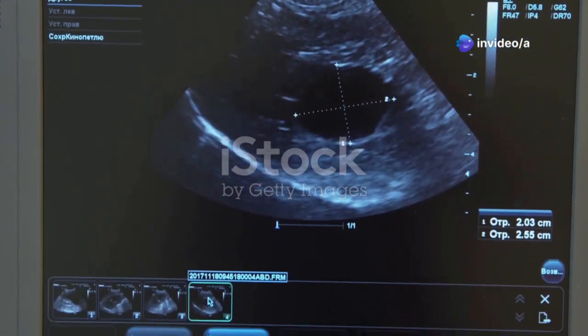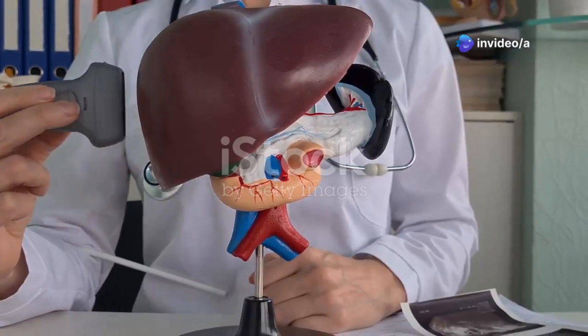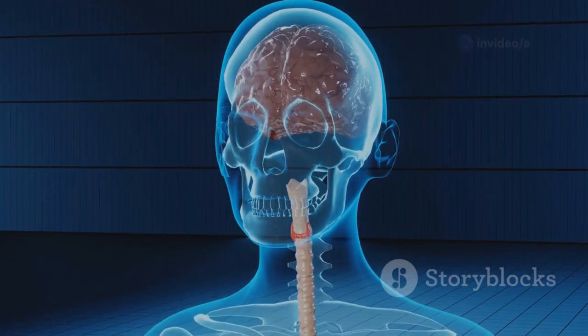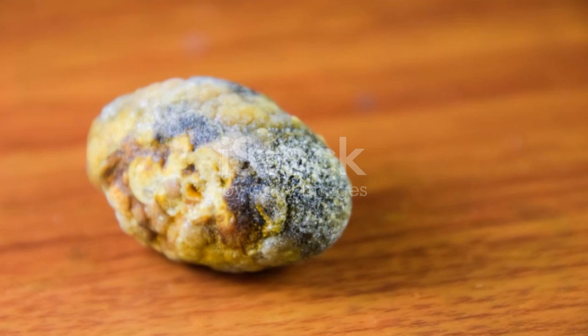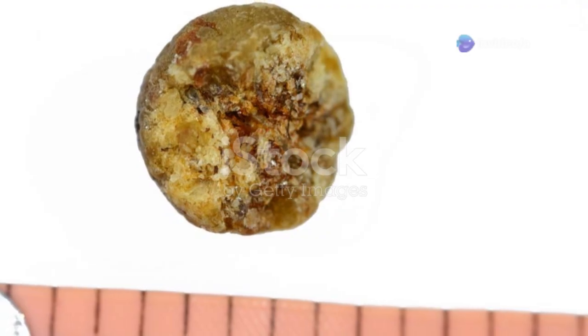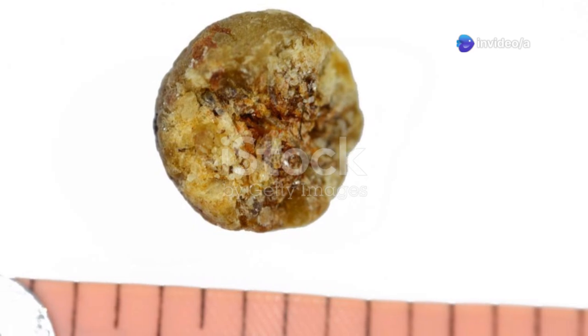Gallstones are a common condition affecting the gallbladder, a small organ under the liver. The gallbladder stores bile, a digestive fluid from the liver. Imbalances in bile can harden into gallstones. These stones vary in size and can cause discomfort.